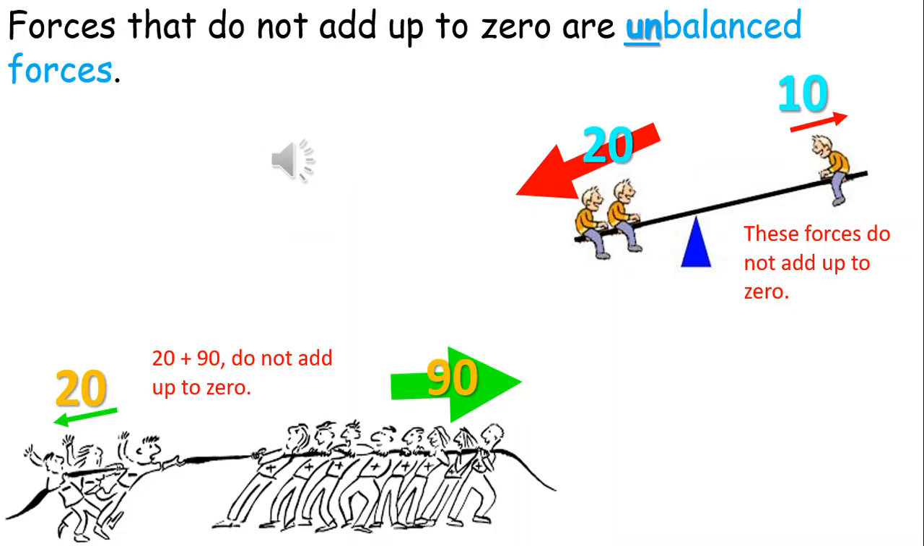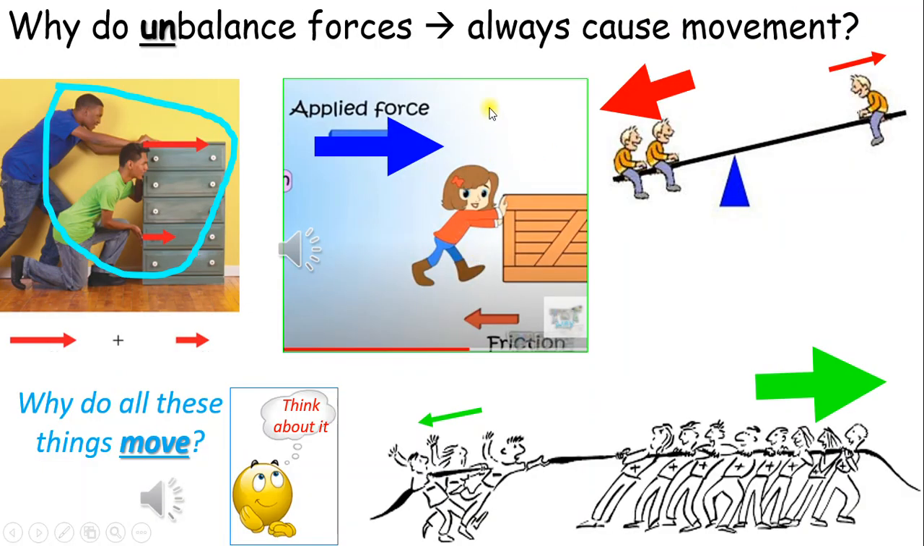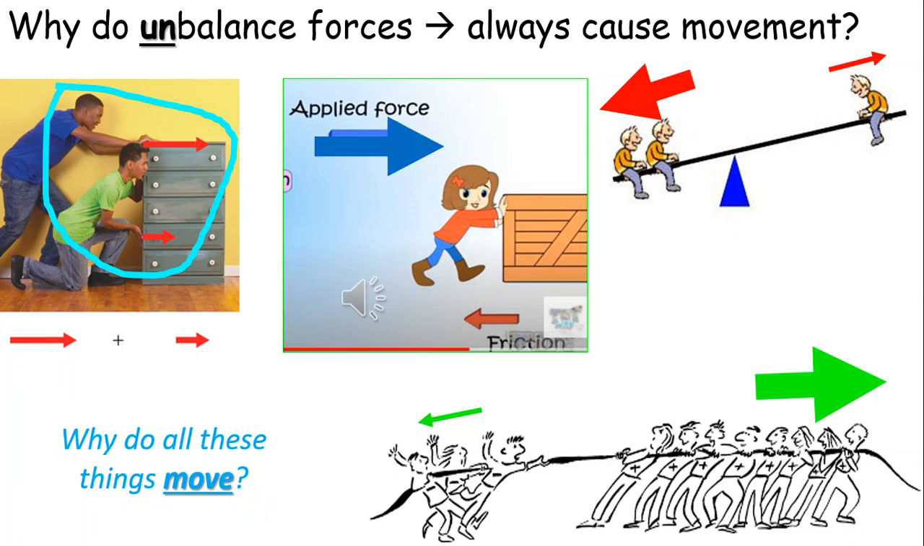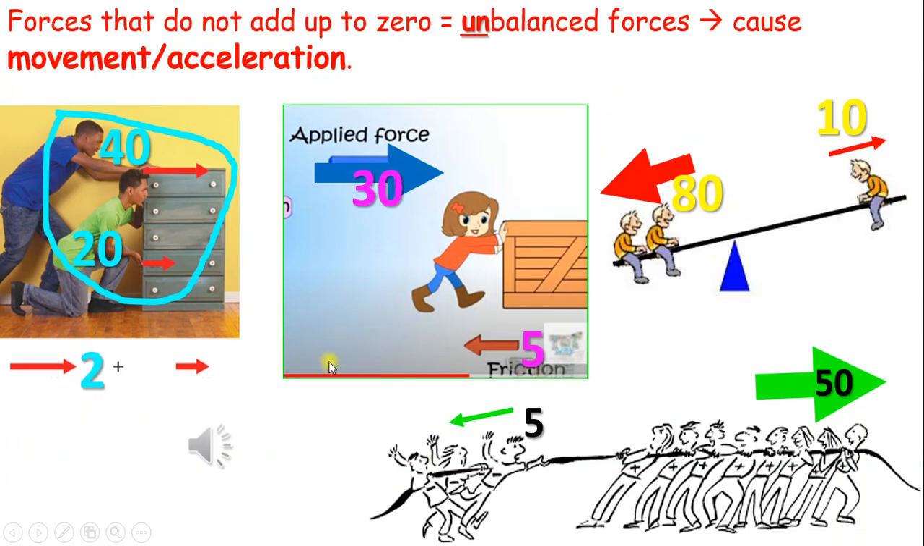Forces that do not add up to zero are unbalanced forces. Why do all these things move? Think about it. When forces are unequal, there will always be movement. Forces that do not add up to zero are unbalanced forces. Unequal forces will always cause movement or acceleration.